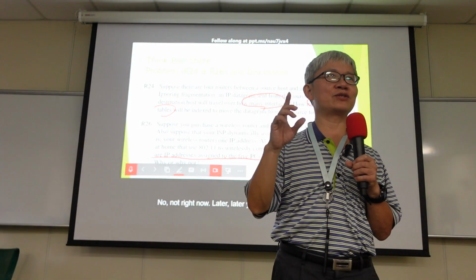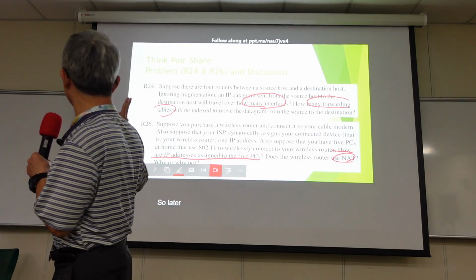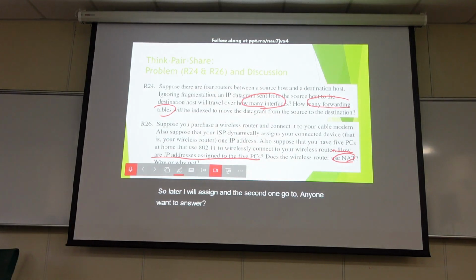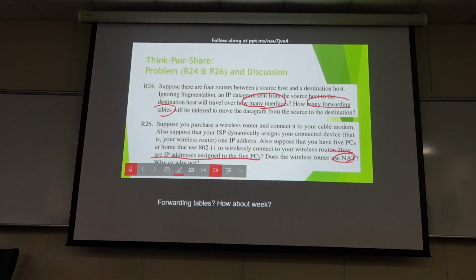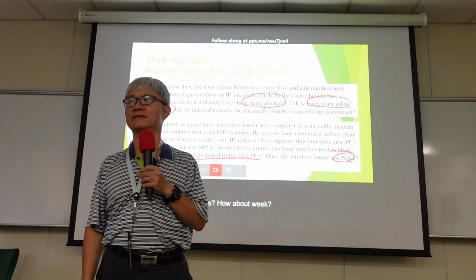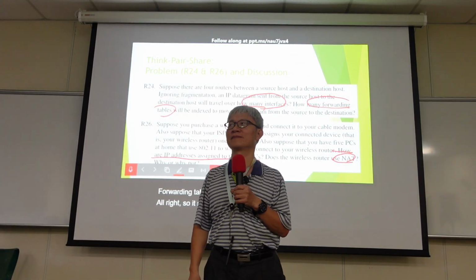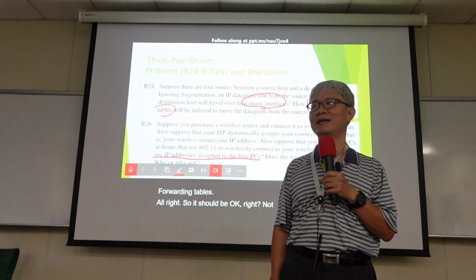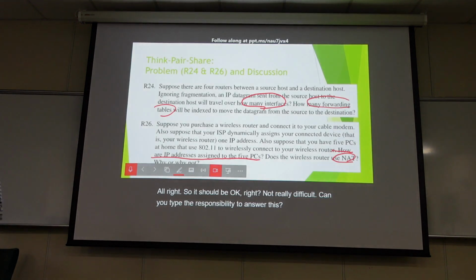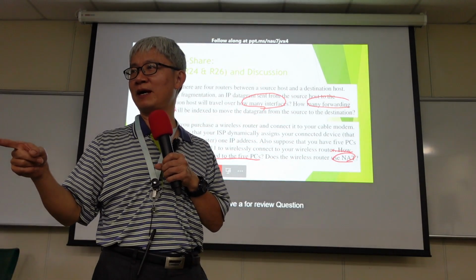And of course I will ask someone to check correctness or not. So later I will assign. And the second one, good too. Anyone want to answer? Forwarding tables. Alright, so it should be okay, right? Not really difficult. Can you take the responsibility to answer this? Okay, right? So part A for review question 24 and part B by Wei.